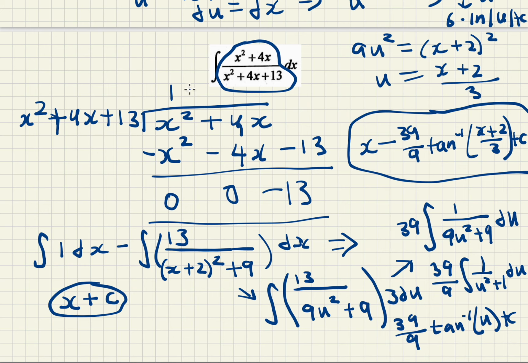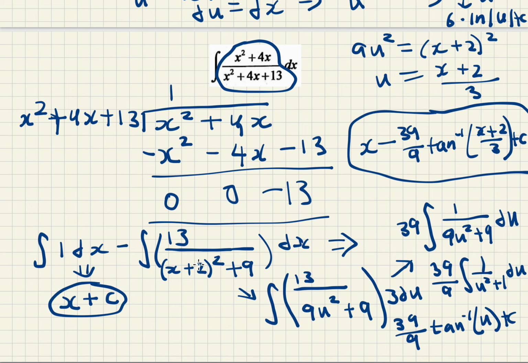So we started by doing long division. We got 1 minus 13 over x squared plus 4x plus 13, and so we could separate those two. We could take the integral of 1 and then the integral of negative 13 over x squared plus 4x plus 13. We took the integral of this using the power rule because it's really easy. That's x plus c. And for this, we had to do completing the square, and we got (x + 2) the whole square plus 9 as equivalent to x squared plus 4x plus 13.